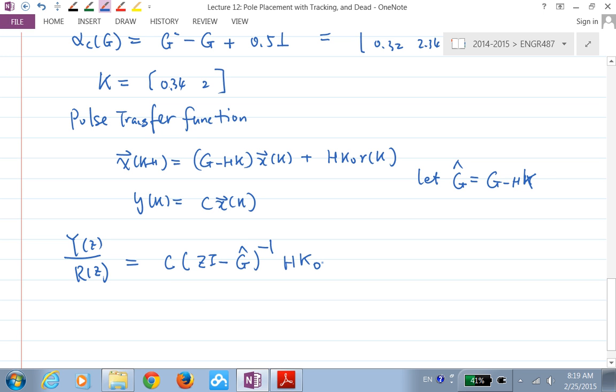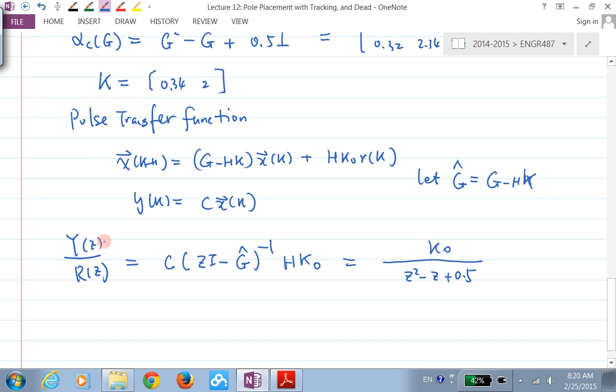You have all the matrices G, H, and K designed, except the K naught, so just keep K naught as a temporary variable here. Plugging in all the values of the matrices, you end up with this fraction, K naught over z squared minus z plus 0.5. So that's your pulse transfer function.